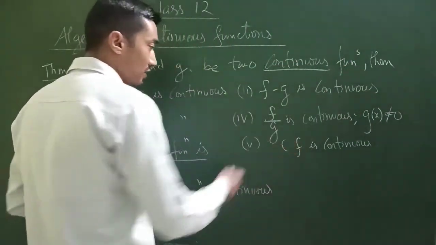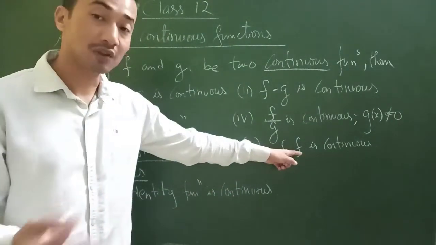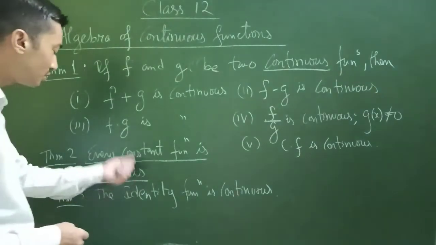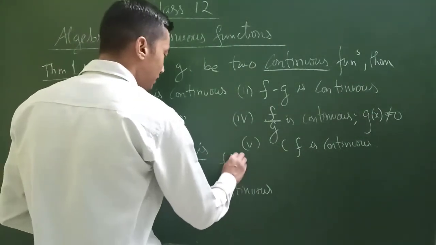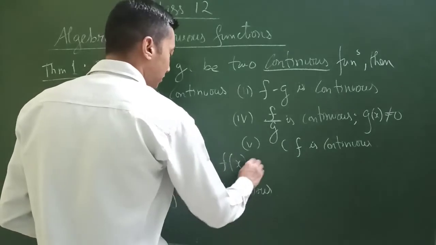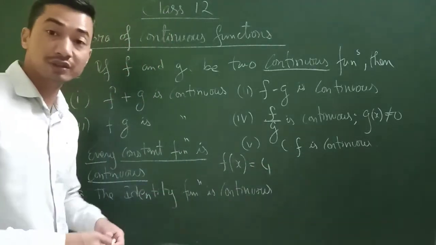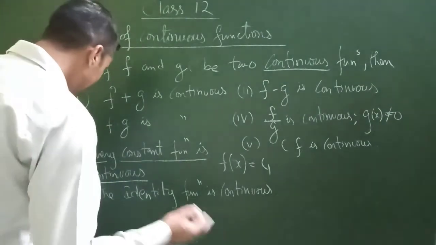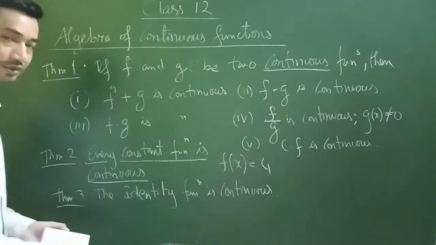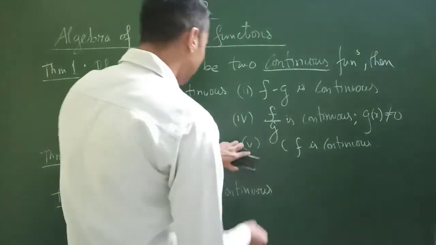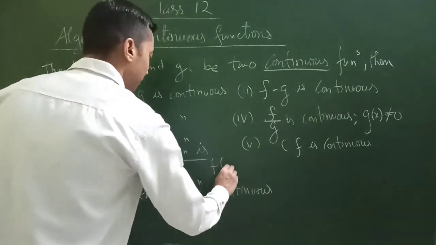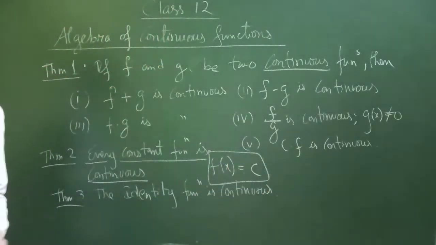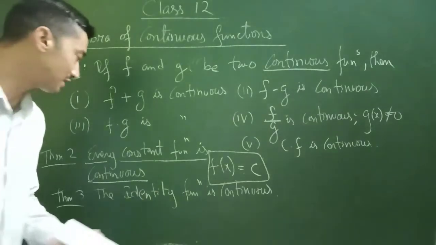So if you multiply a function f, which is already continuous, by a constant, then definitely it's going to be a continuous function. So every constant function is continuous, like f of x equal to maybe 4. This is a continuous function, no problem with that, right? Generally a constant function we denote by f of x is equal to something like c, or any other letter which is assumed to be a constant.